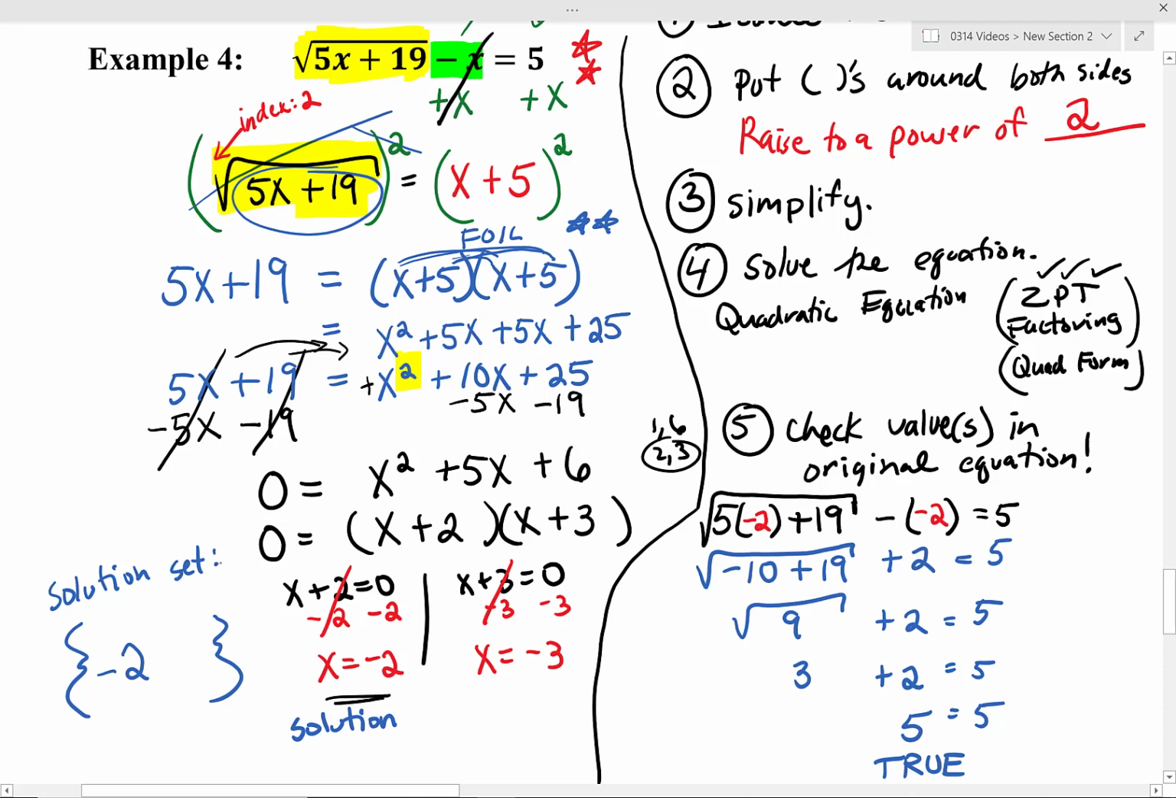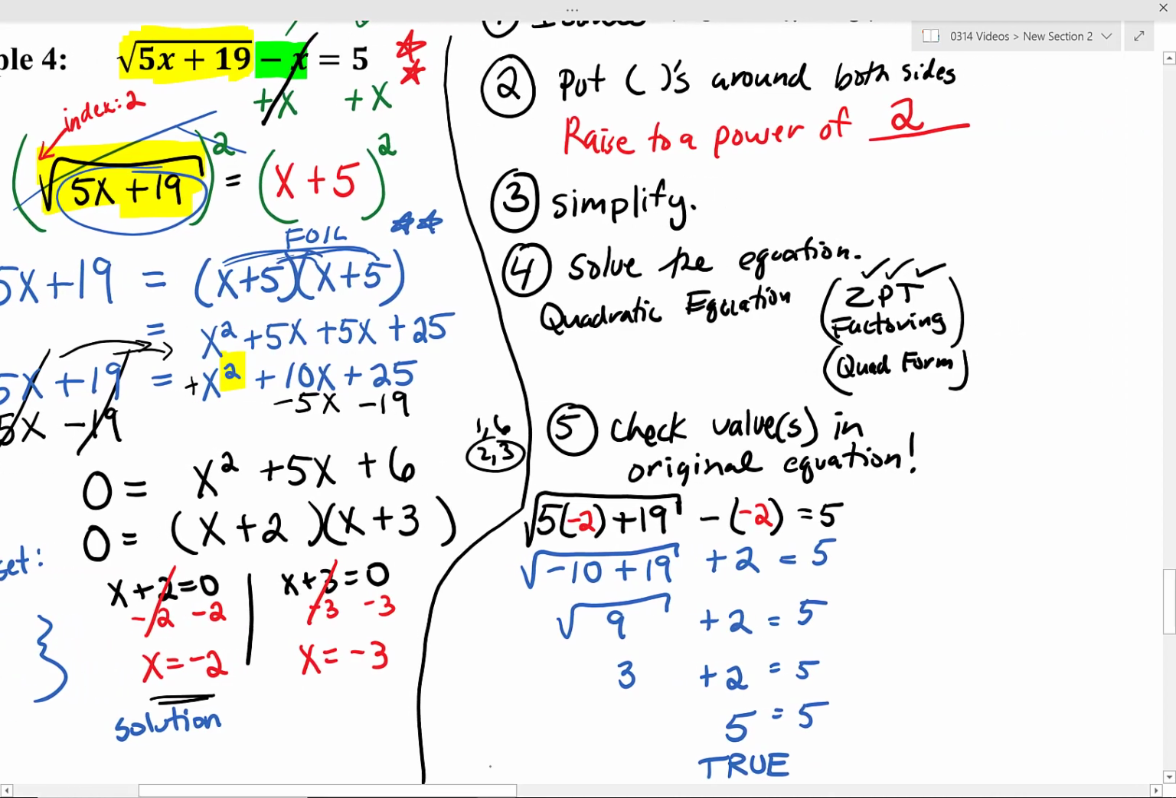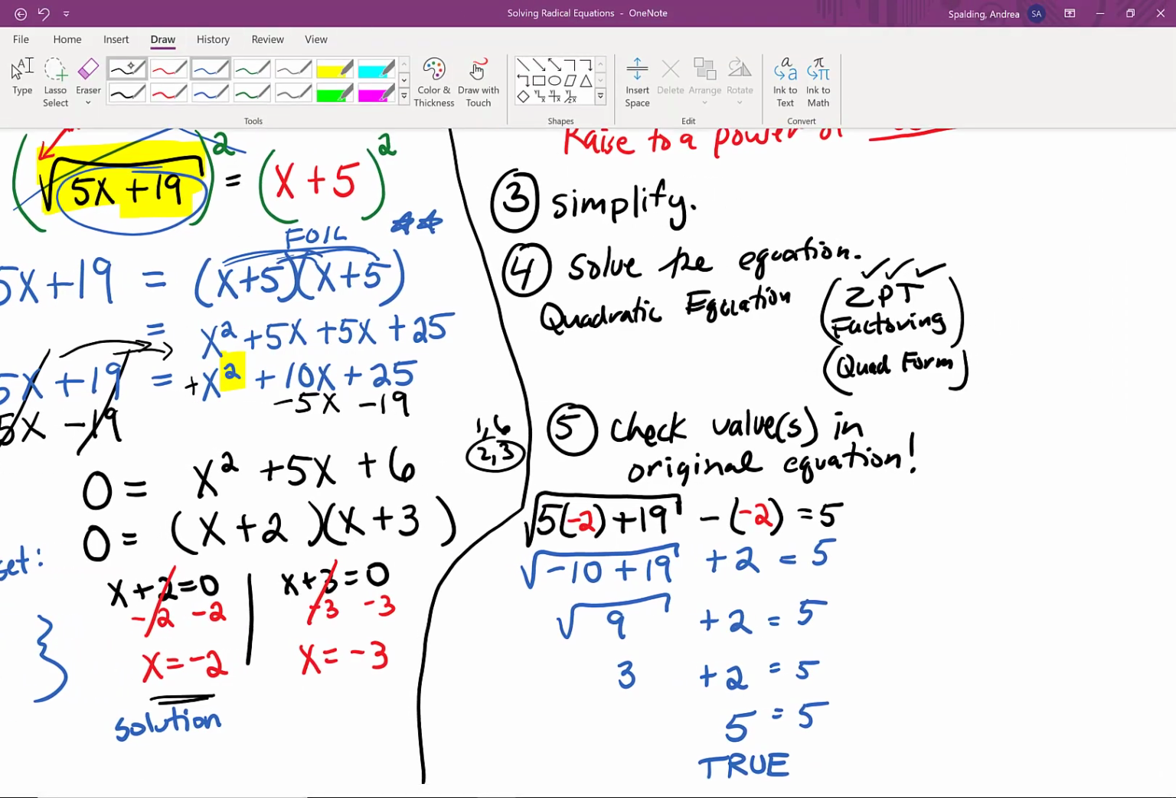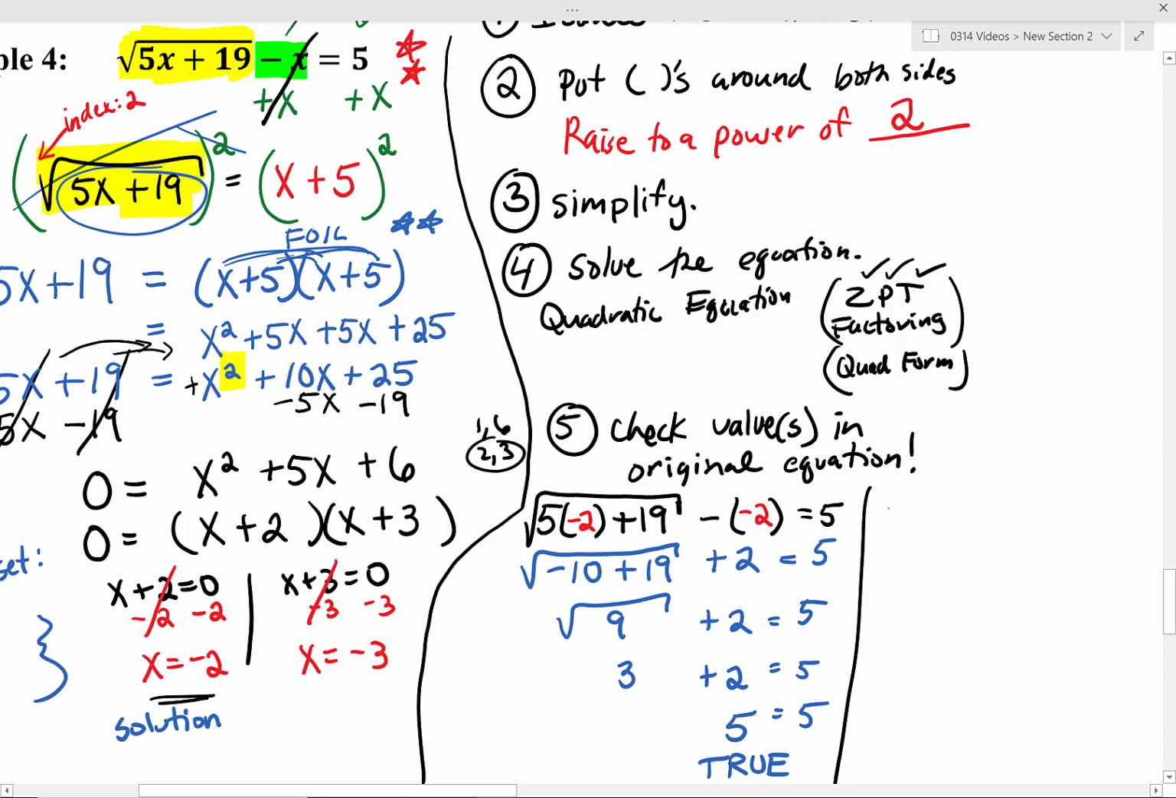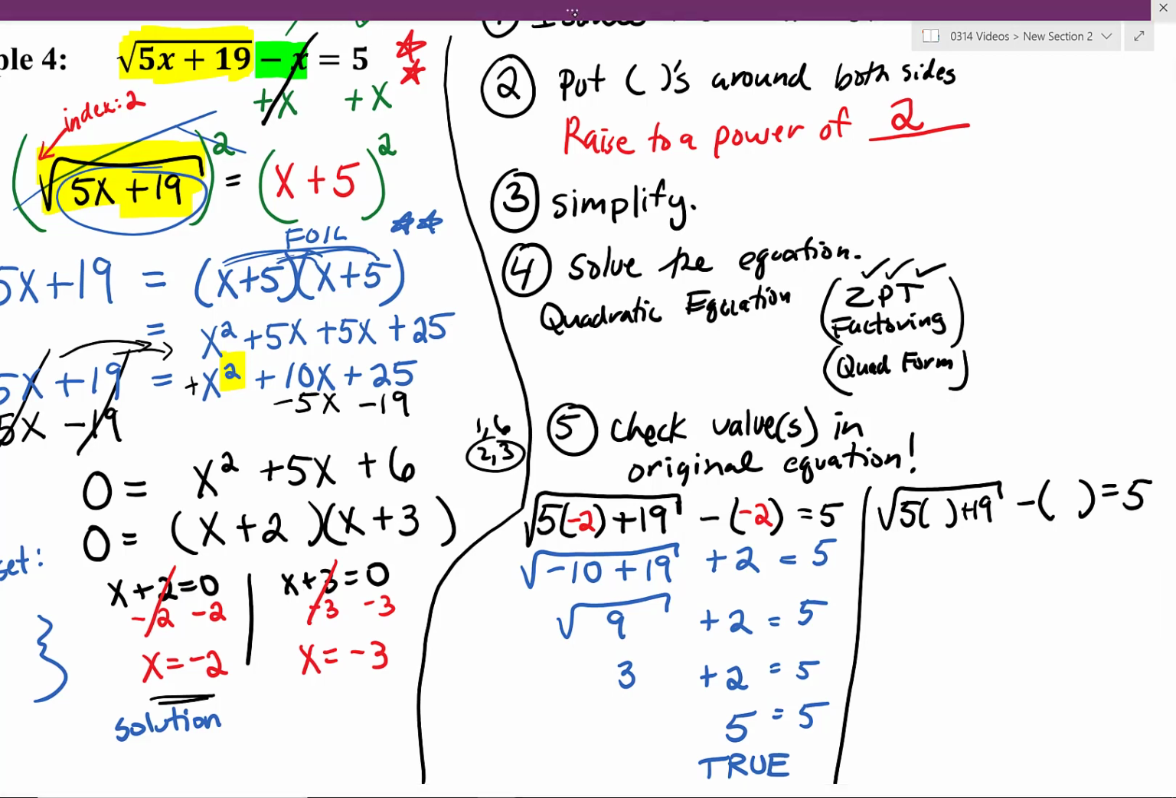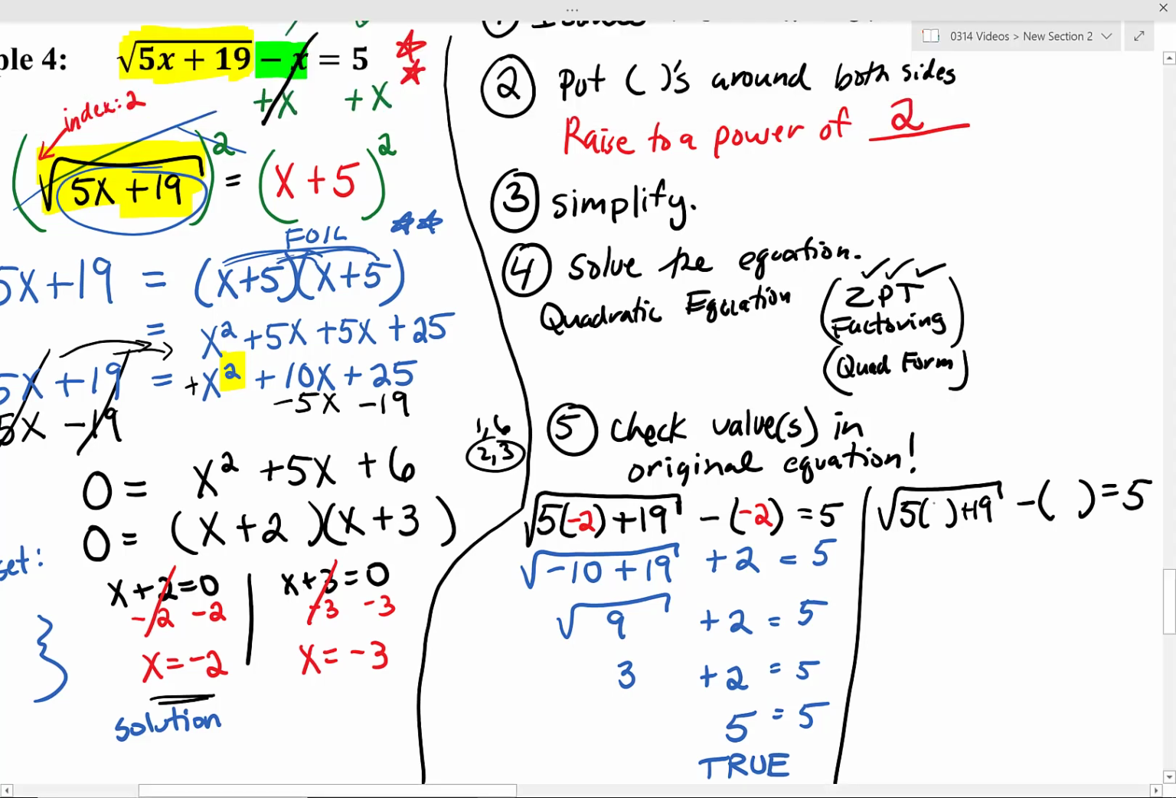Alright, now what about -3? Right, we want to try that as well. Scoot over a little bit, and let's try that. So I'm going to copy down the equation again. 5 times parentheses plus 19 minus parentheses equals 5. And this time we're going to try that -3 that we found. So I'm going to put -3 this time everywhere that I have parentheses.